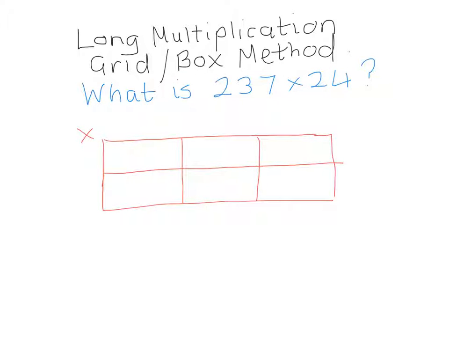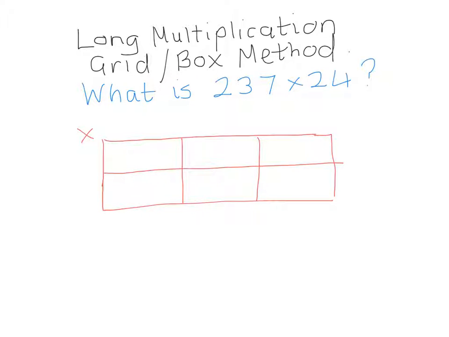Long multiplication using the grid or box method. The question is, what is 237 times 24? Please remember that that's the same as what is 24 times 237. With multiplication, it does not matter which order you do it, which way round.